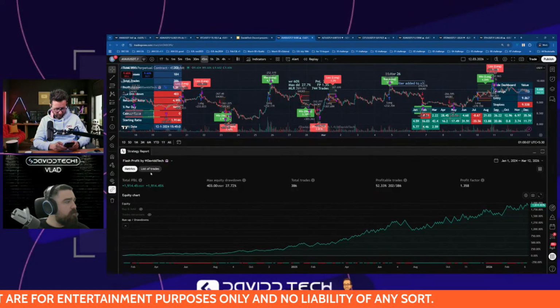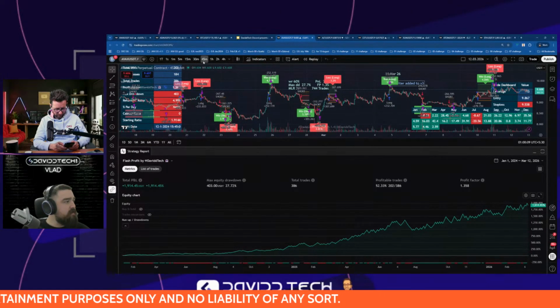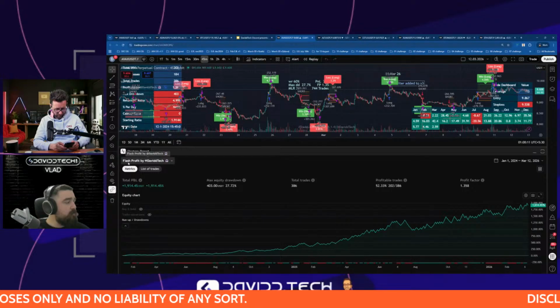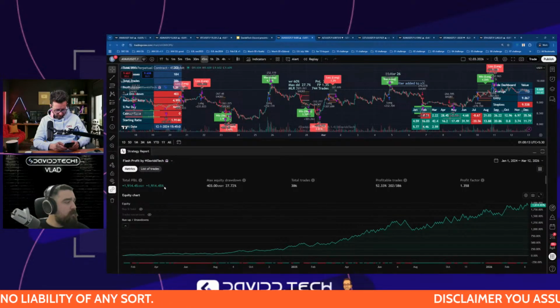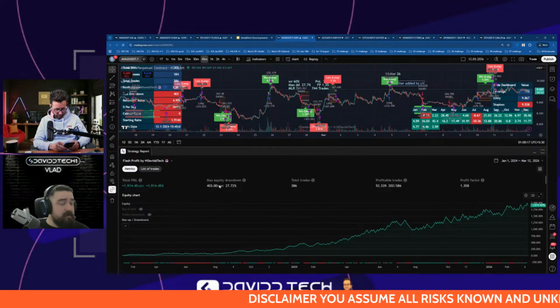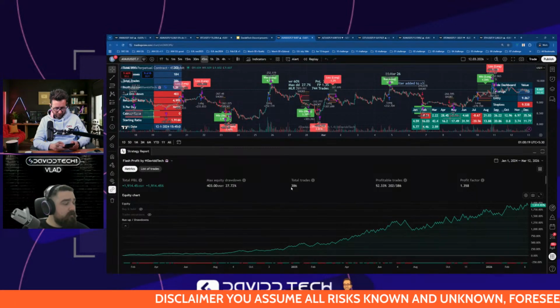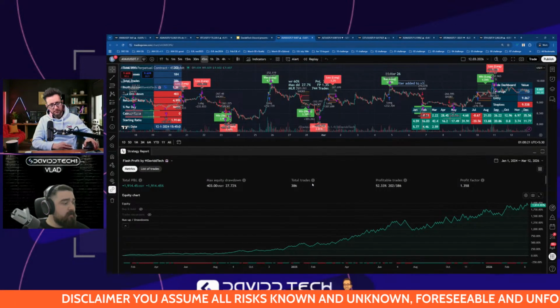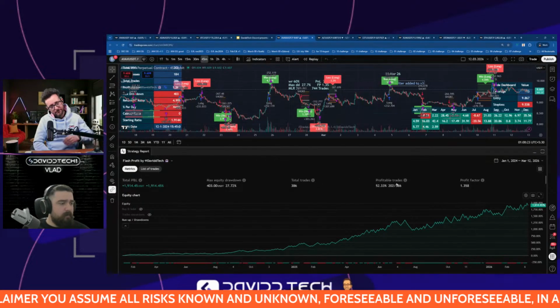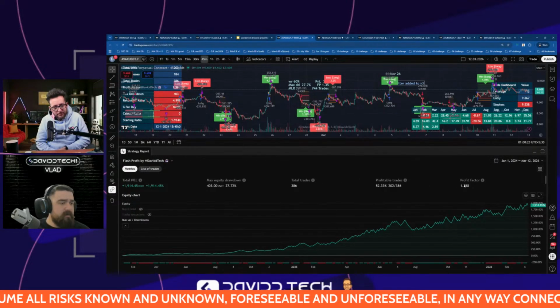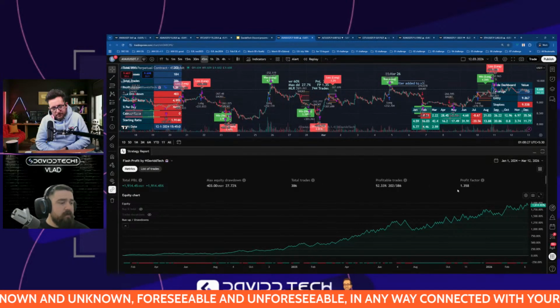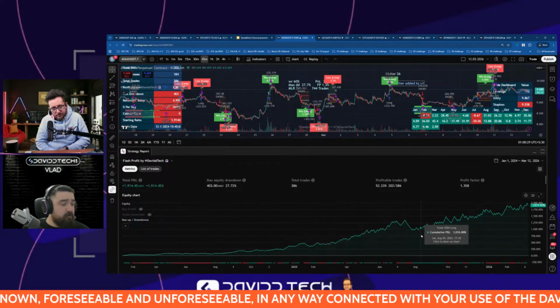Today we have a strategy on AVAX again over a 45 minute chart time frame with a Flash Profit strategy. Currently it's at 1,900% profit, quite amazing. Maximum drawdown 27%, total trades 386. We have a win rate of 52% and a profit factor of 1.35. Equity curve looks pretty good.